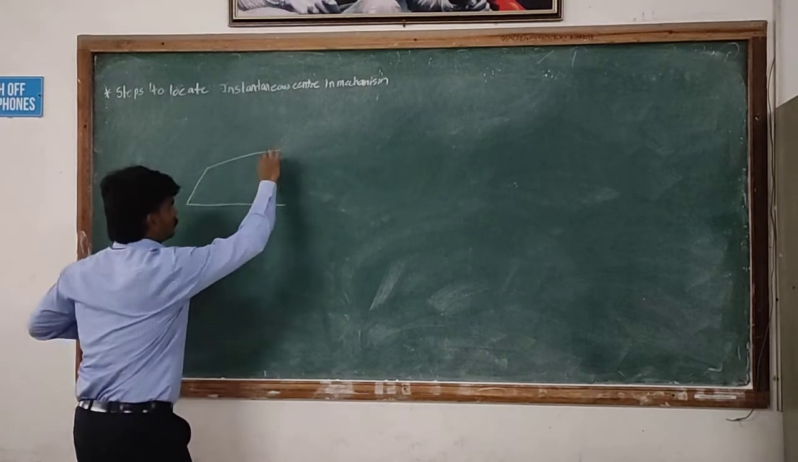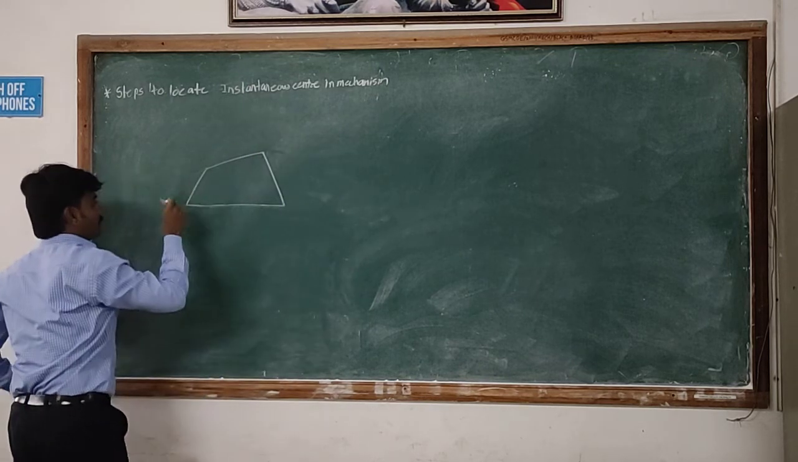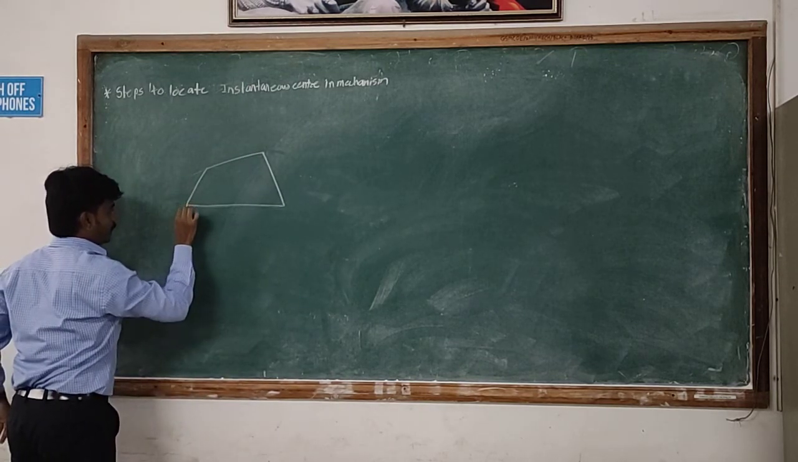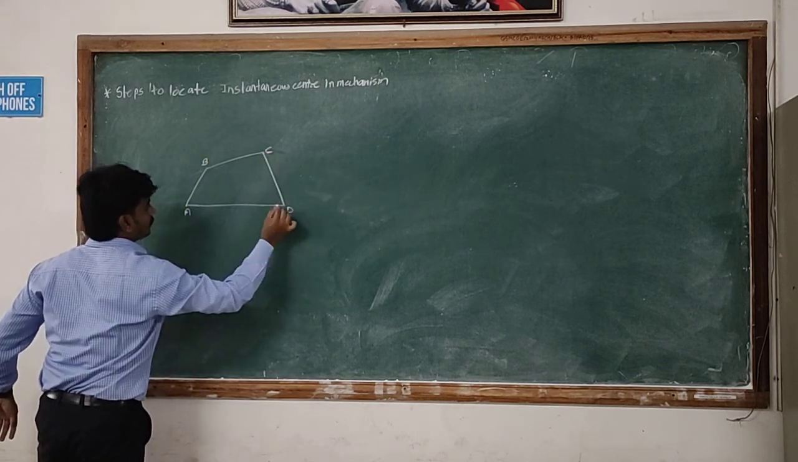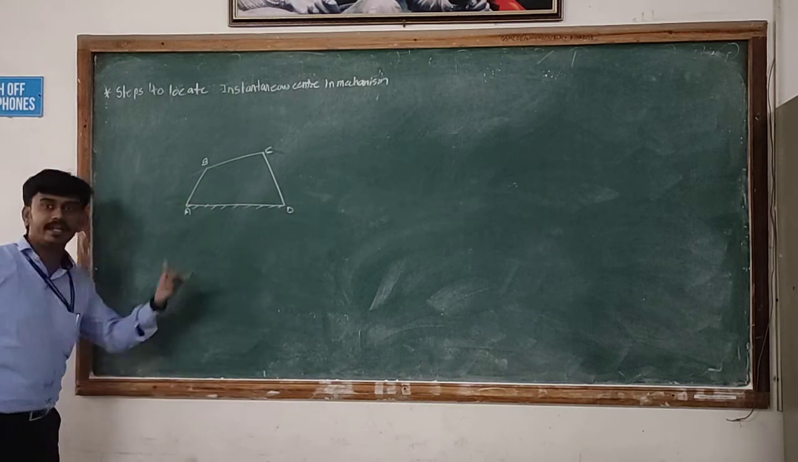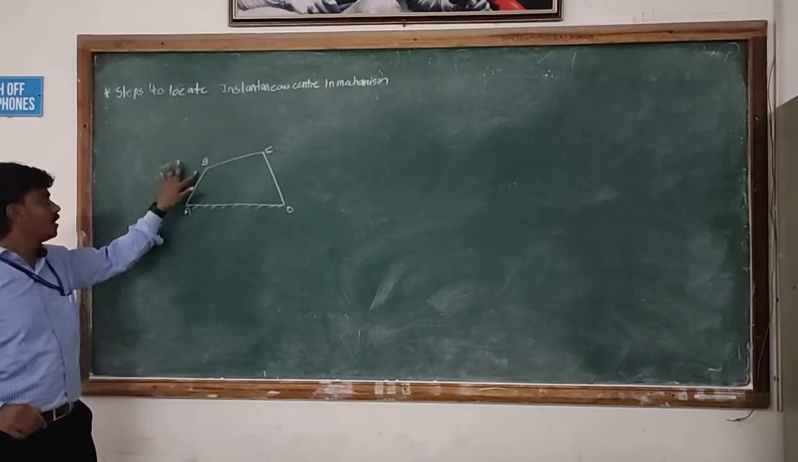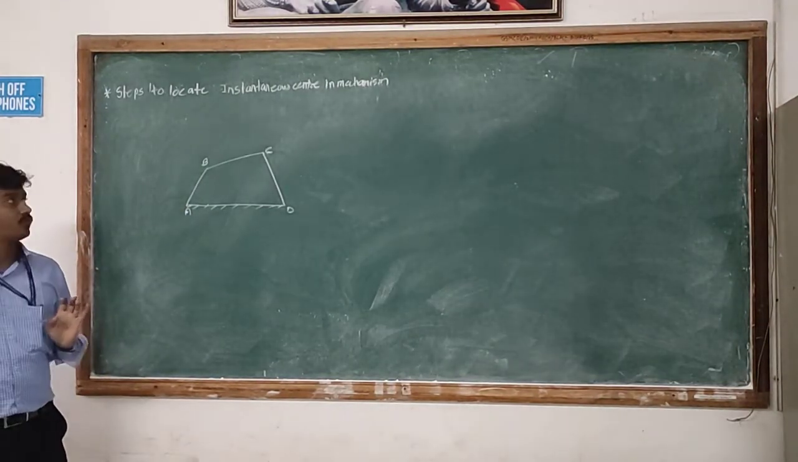Suppose this is my 4-bar chain mechanism. This is point A, this is point B, this is point C, and this is point D, and this link is fixed. The link AD is fixed here. Okay, so this is my 4-bar chain mechanism.